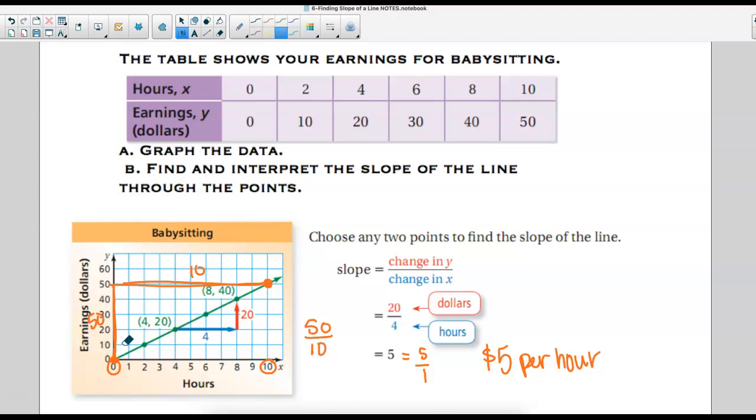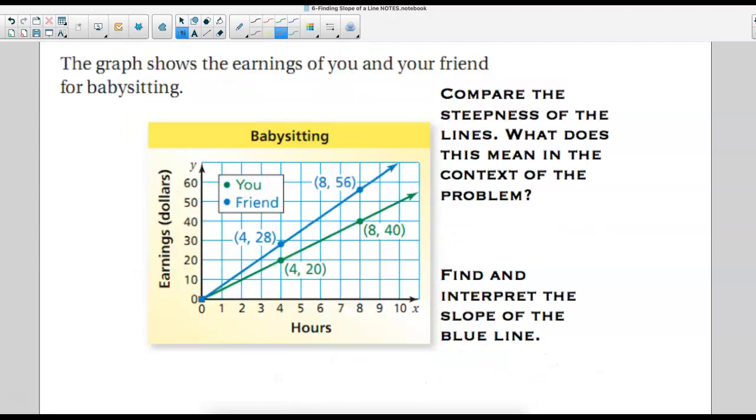How come the slope is the same no matter which points we pick on the line? Because it's a straight line, right? We've talked about that. As long as it's a straight line, it's a constant slope. Okay? All right, so I think we're on the last problem then. This graph shows the earnings of you and your friend for babysitting. Compare the steepness of the lines. What does it mean in the context of this problem? You are the green line, your friend is the blue line. What does it mean that your friend's line is steeper than yours?